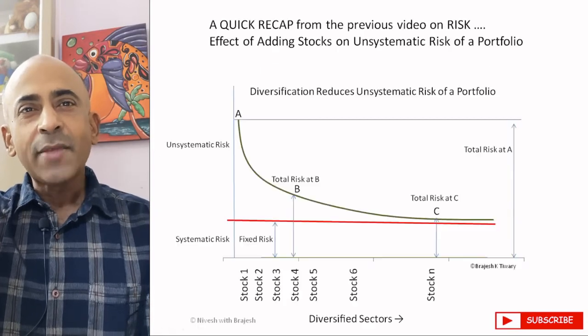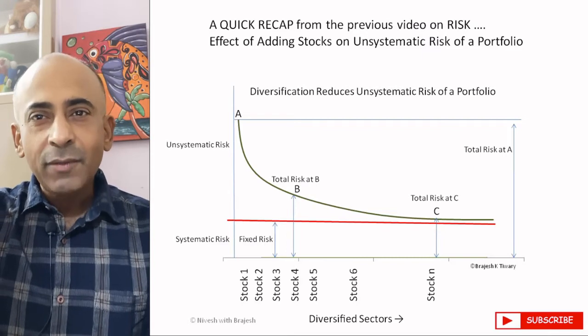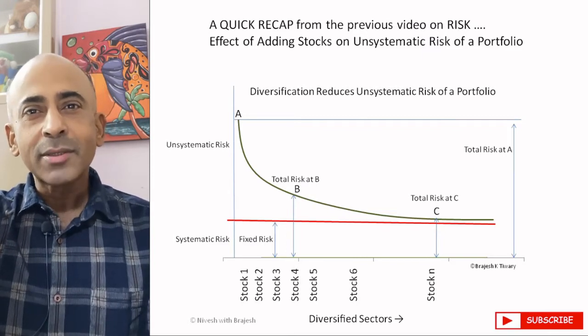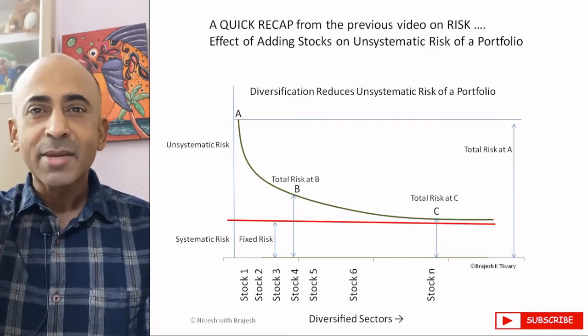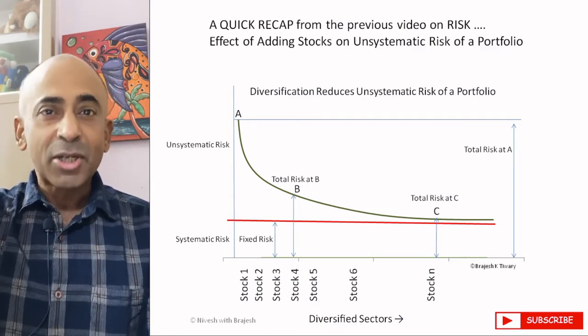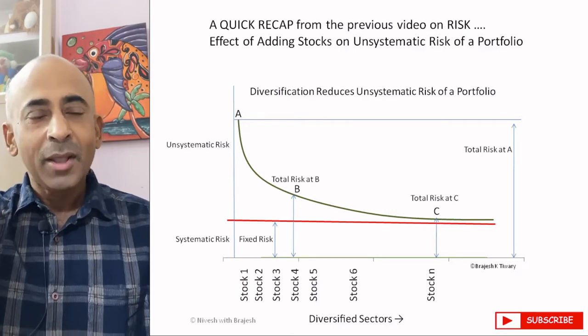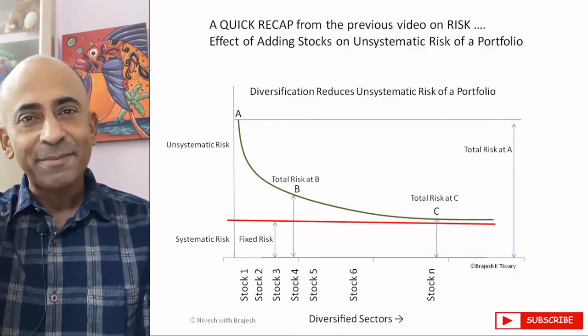What you can see now is the effect of adding stocks to a portfolio depicted graphically. As we have learned, there exist two types of risks in a portfolio, that is systematic and unsystematic. Nothing much can be done to remove the systematic risk. But stock addition to a portfolio reduces the unsystematic risk considerably. The process is called diversification.